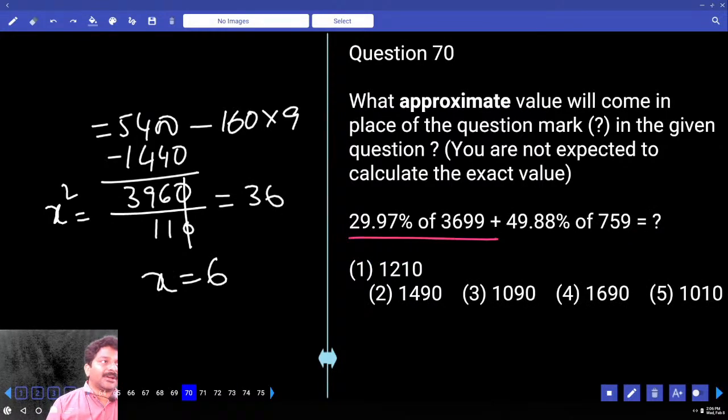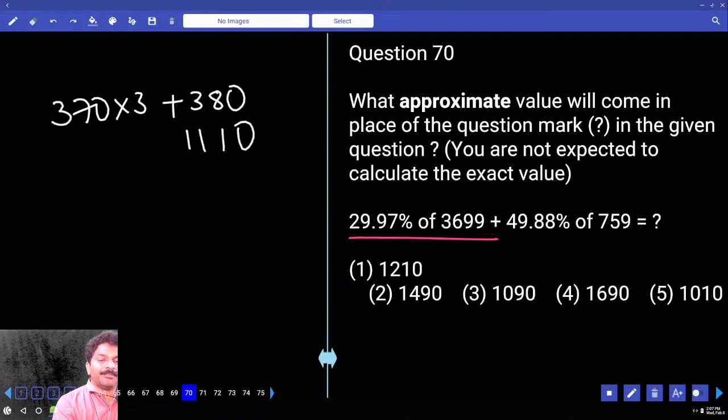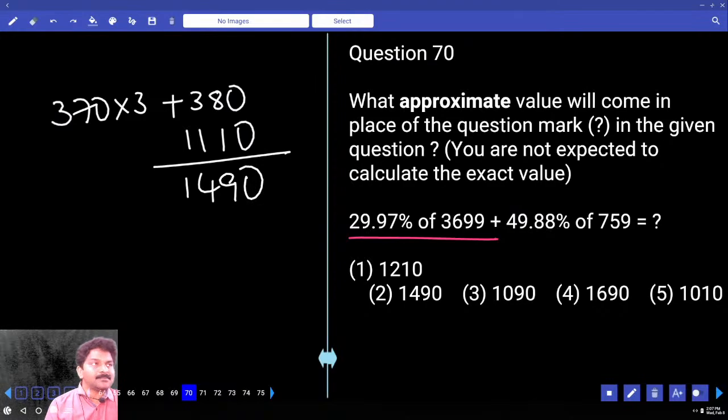30% of 3700. 10% is 370. 30% into 3 plus 50% of 760, which is 380. 300 3 times, 73 times, 900 to 10, 11 10 plus 380, 1490.